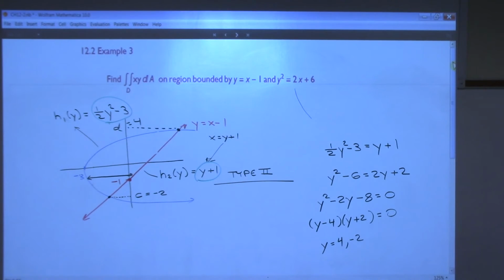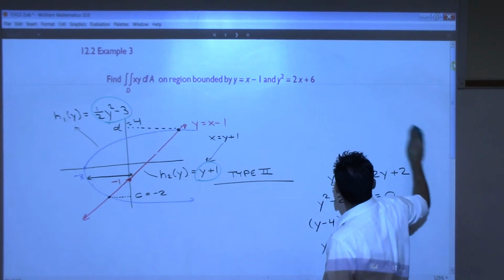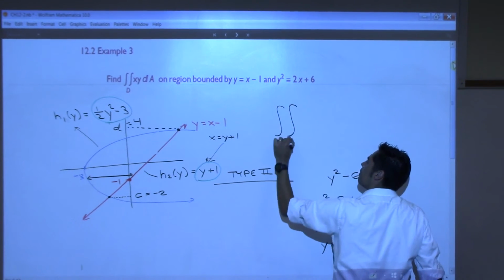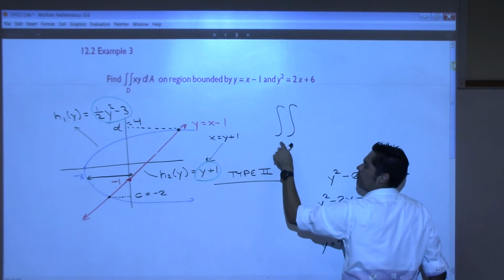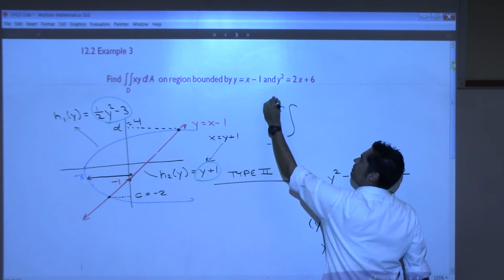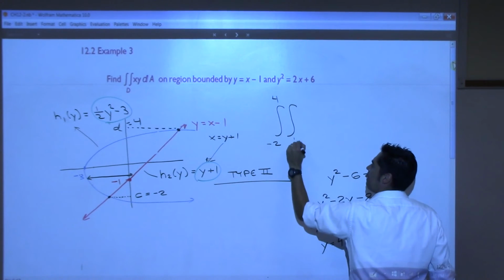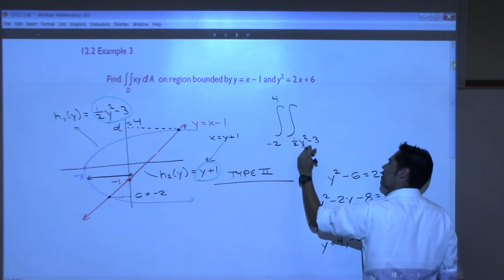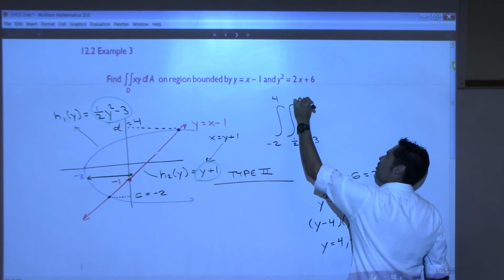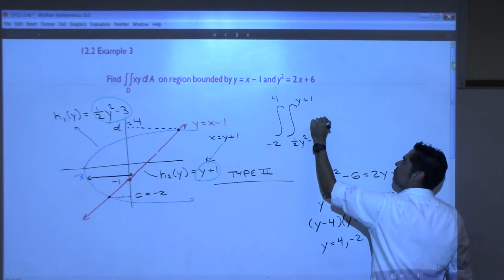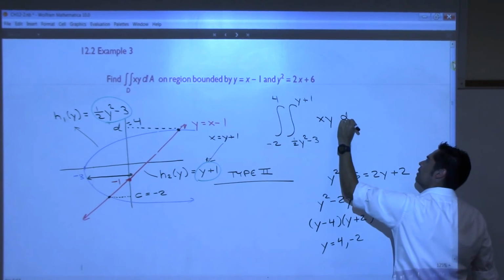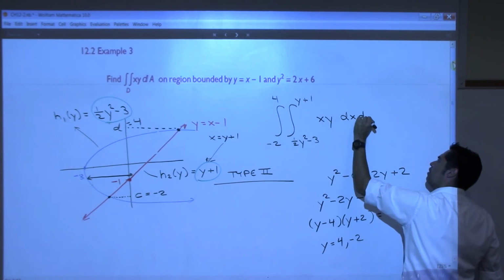Now let's just write the integral. That's all it is now. All right, here we go. Double integral. What are the limits on the first integral? Negative 2 to 4. And then second integral, what are the limits? 1/2 y squared minus 3 up to y plus 1. The integrand, xy dx dy. There we go.